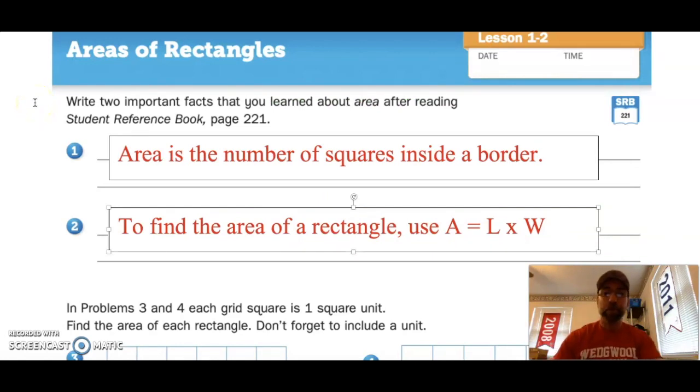So here are 2 important facts that I included. You may have chosen the same ones, you may have selected some different ones, and that's okay. Area is the number of squares inside a border. To find the area of a rectangle, use area equals length times width.